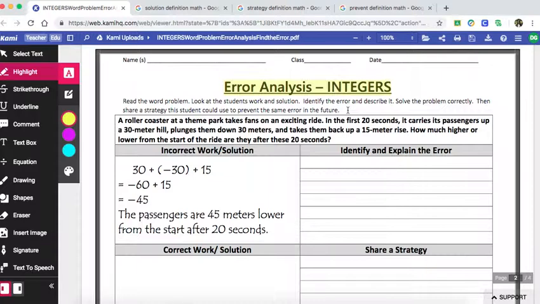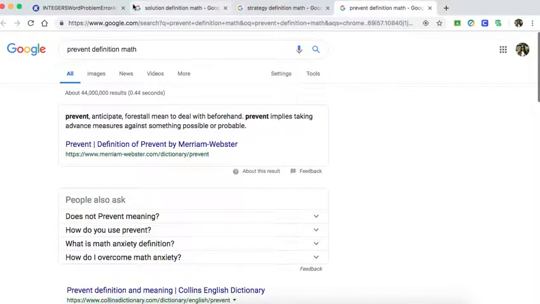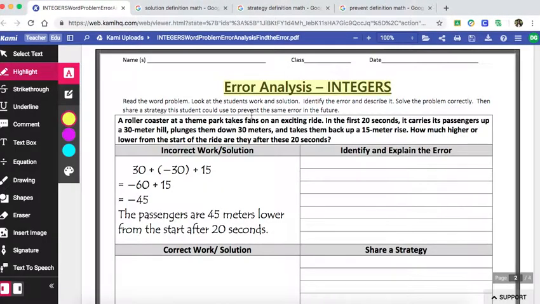There's a few words that I might need some further understanding of. I can always look this up in my glossary, or I can do an internet search to better support my understanding of the words in my directions. I see some bolded words, which probably means this portion is important.